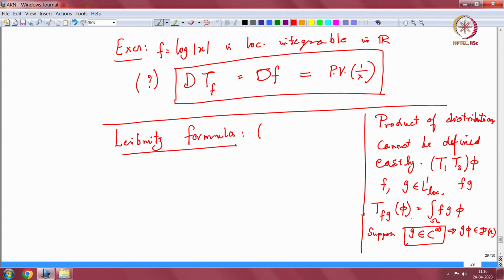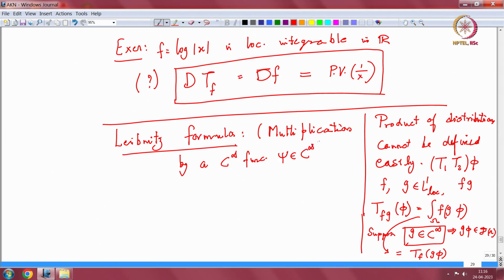So, once that is there, I can combine these two and write this as T f at g phi. So, basically what I am trying to do here is define the multiplication of a C infinity function with a distribution. I follow the same formula: multiplication by a C infinity function psi, that means psi belongs to C infinity, and T is a general distribution on omega.